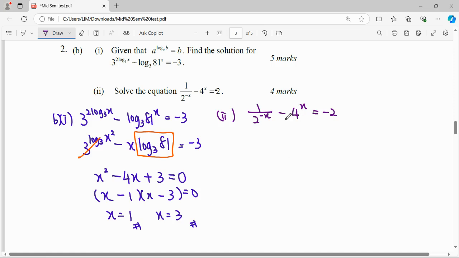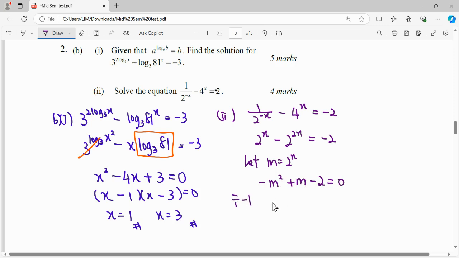Continue for part 2, indices equation. First, we can simplify our indices, where these indices can be 2 to the power of x, where this 4 we can change to 2 to the power of 2x equals to negative 2, and we can let these indices become m. So here we have negative m squared followed by n. Negative 2, we move it to the left hand side, and then quadratic is negative.